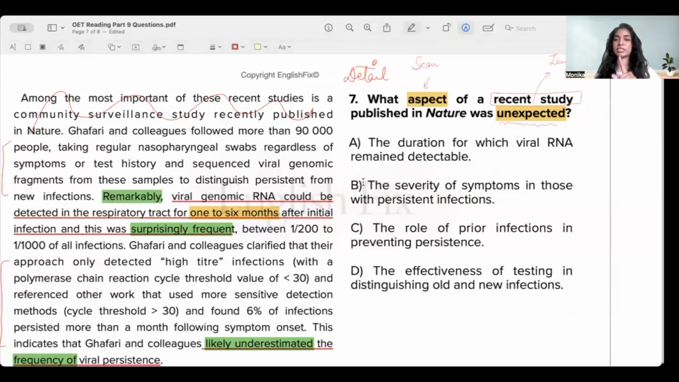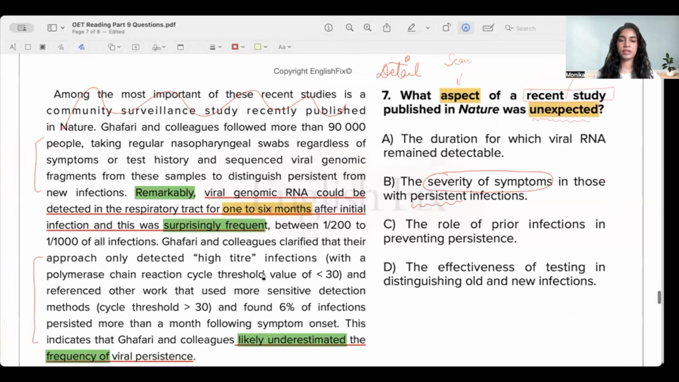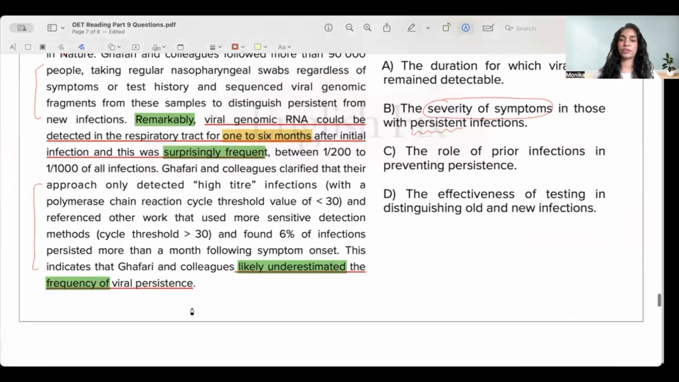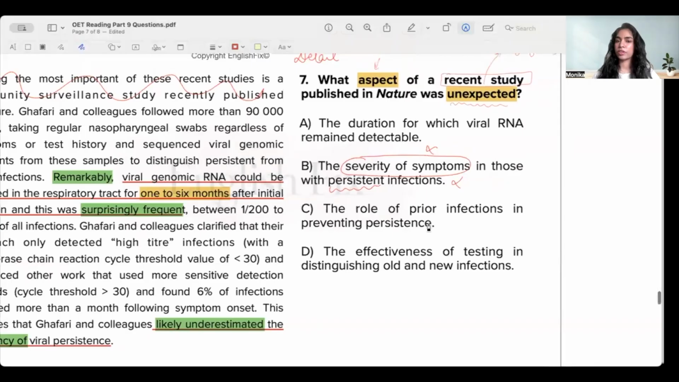Coming back to the question, the severity of symptoms in those with persistent infections. I saw the word persistent somewhere. So somebody is going to think, this could be the right answer. But please notice that here, what was unexpected? Was it the severity of symptoms? Let me check. In this one, they're not talking about severity of symptoms. Here, they're not talking about severity of symptoms. So no, this is not the thing that I was looking for.